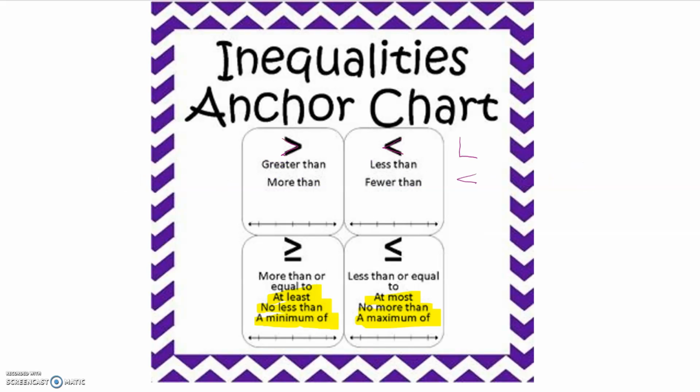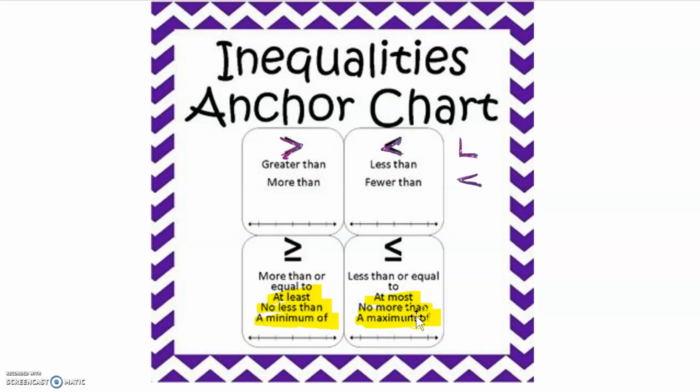Let's look at this inequalities anchor chart. Greater than or more than, we use this symbol right here, right? And less than and fewer than, we use this symbol right here. You may notice I drew an L over here because a lot of times I use that L to help remember which one is my less than symbol. Also, remember it's like an alligator mouth. It eats the bigger number, points to the smaller number.